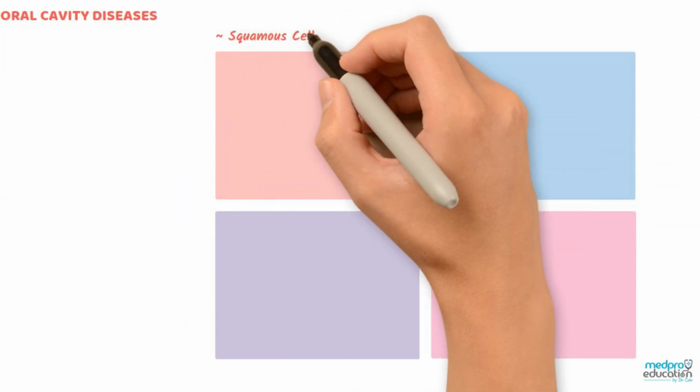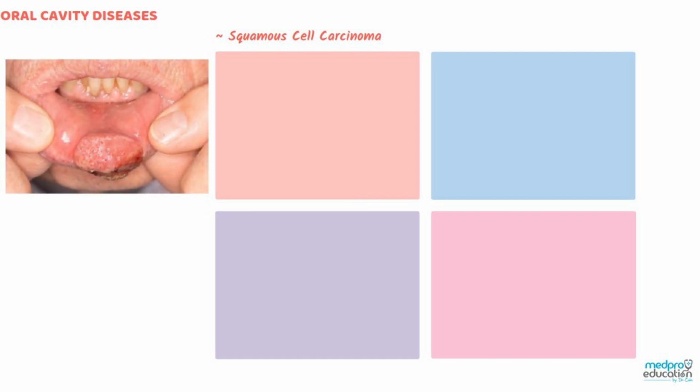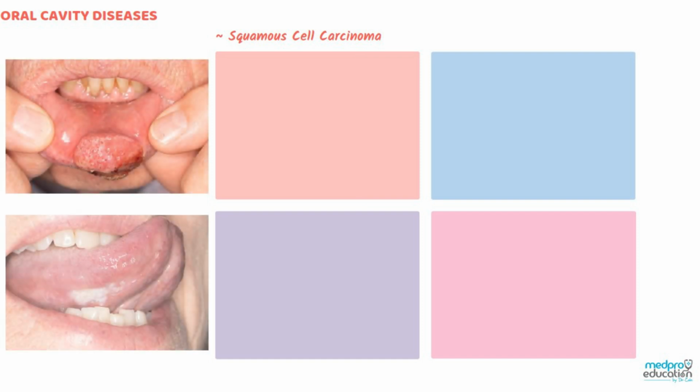Now, the most serious oral disease, squamous cell carcinoma, or epidermoid carcinoma, comprises a number of different types of cancer cells that begin in squamous cells.